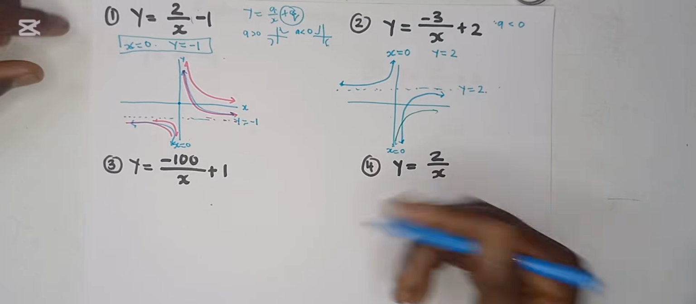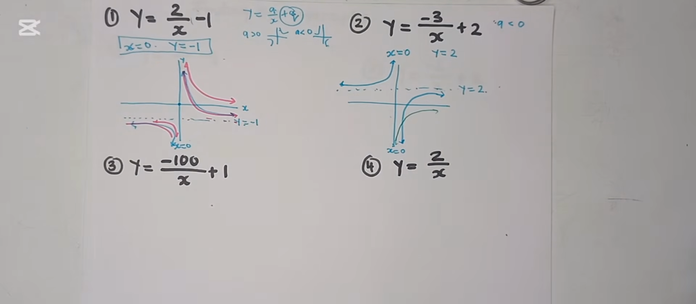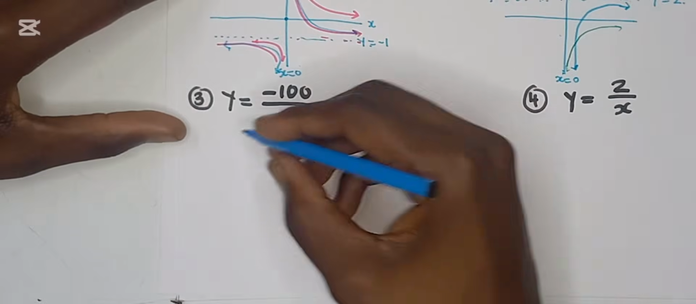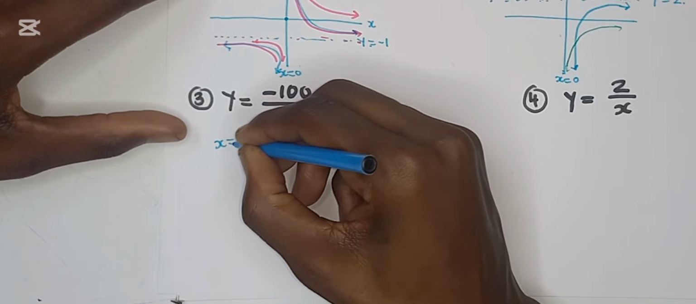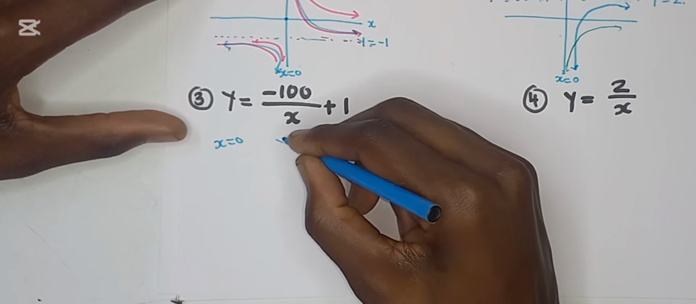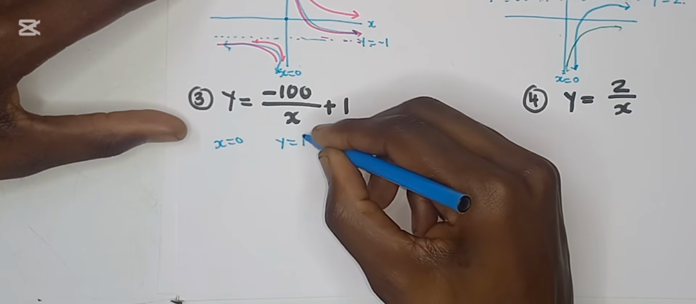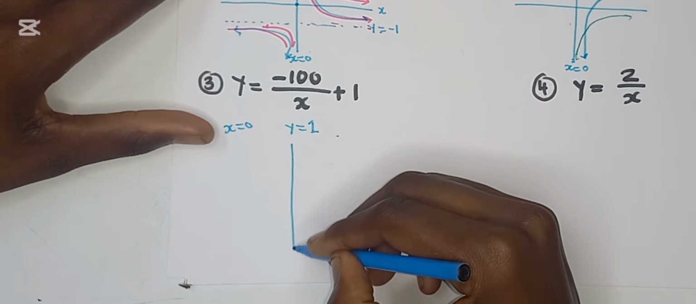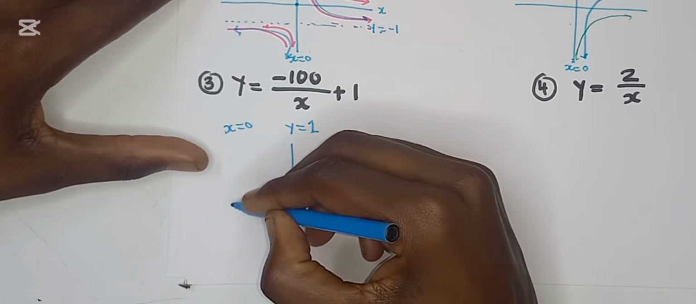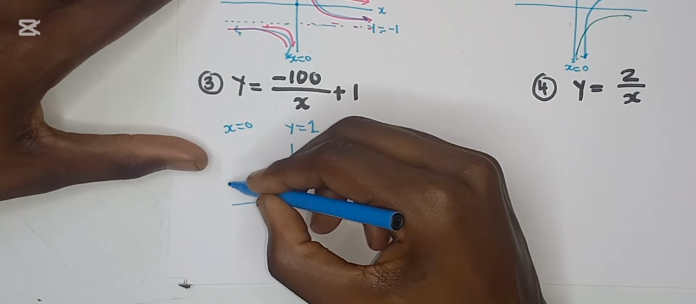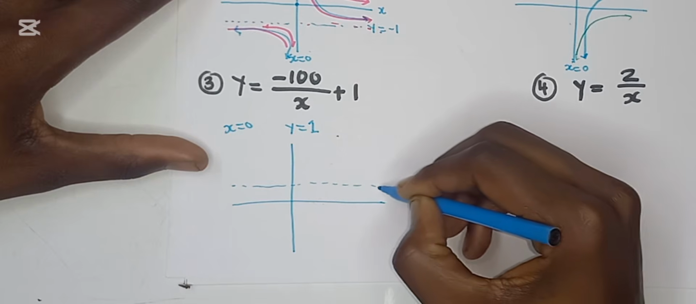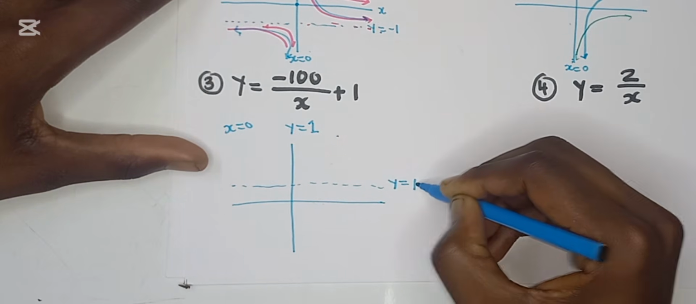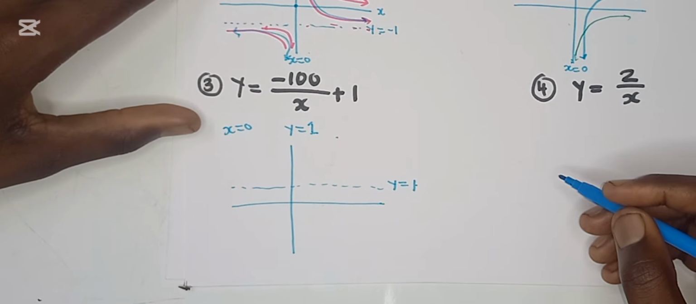So the next one is this one, which is y equals negative 100 over x. So first we're going to determine our asymptotes. x is going to be equal to 0, and y is going to be equal to what? To 1. And then we're going to draw our graph, which is this one. So let me just focus mostly on the asymptotes. So this one is going to be y equals 1. So what will be the shape here?